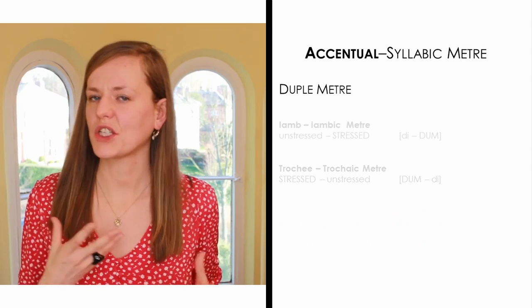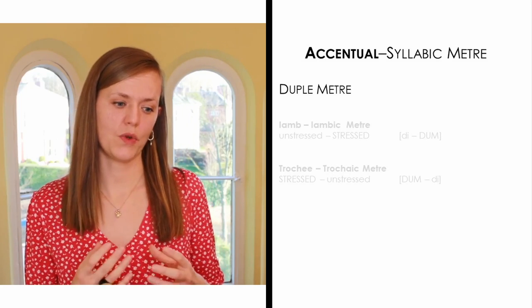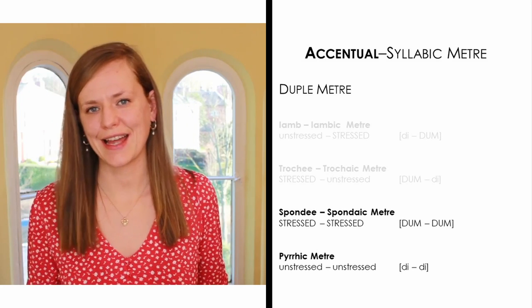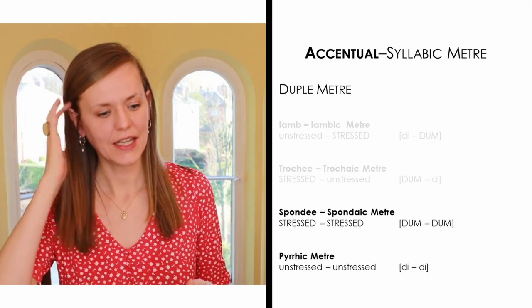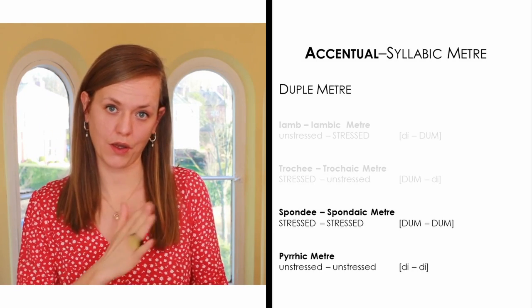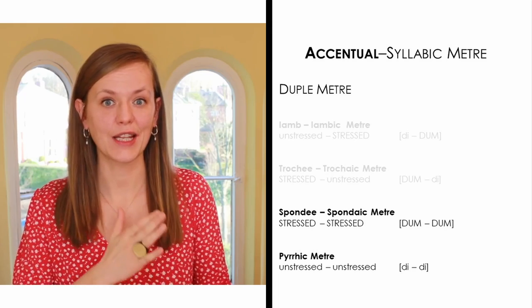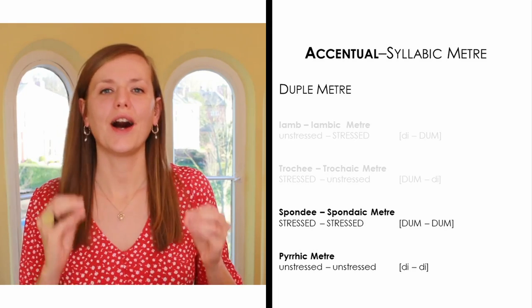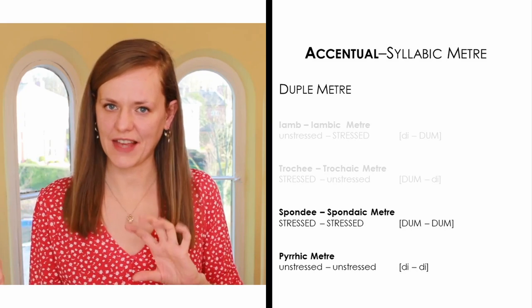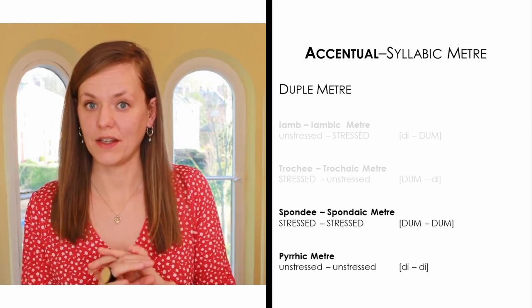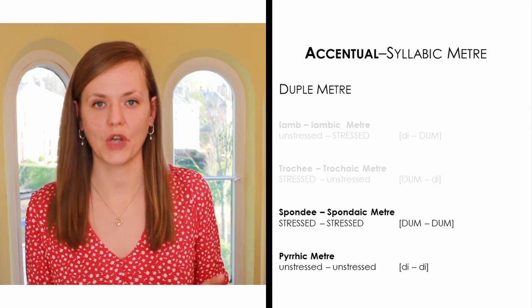So moving on then to our other categories: the spondee and pyrrhic meter. So spondee or spondaic meter, this is when both syllables in a disyllabic metrical foot are emphasized. So dum, dum. And the opposite of that is pyrrhic. So when neither is stressed, when they're both unstressed. So de, de.